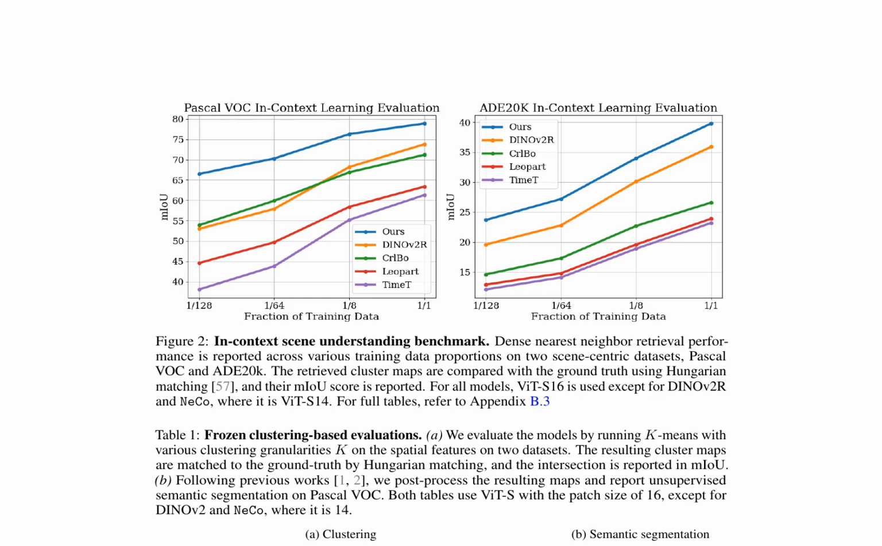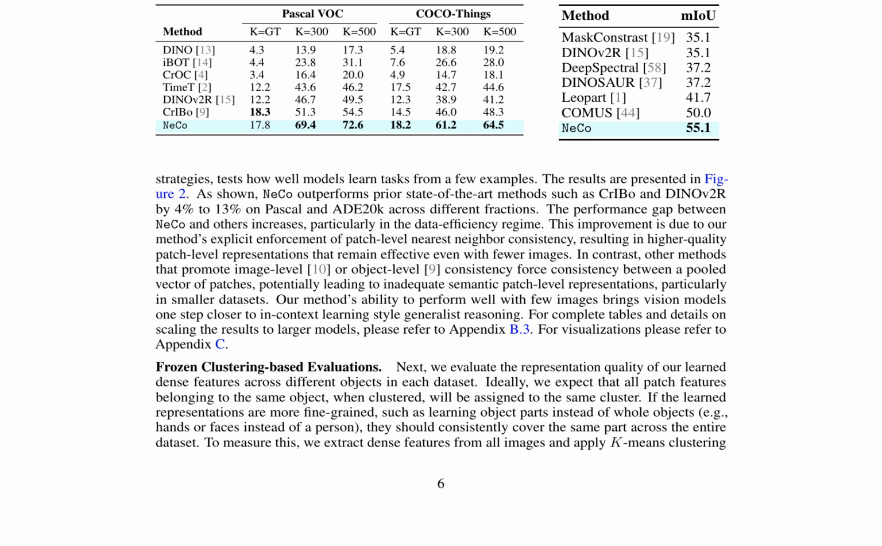The results show that the proposed method outperforms prior state-of-the-art methods in both in-context scene understanding and frozen clustering-based evaluations, particularly in data efficiency regimes. This improvement is attributed to the explicit enforcement of patch-level nearest neighbor consistency, resulting in higher quality patch-level representations.